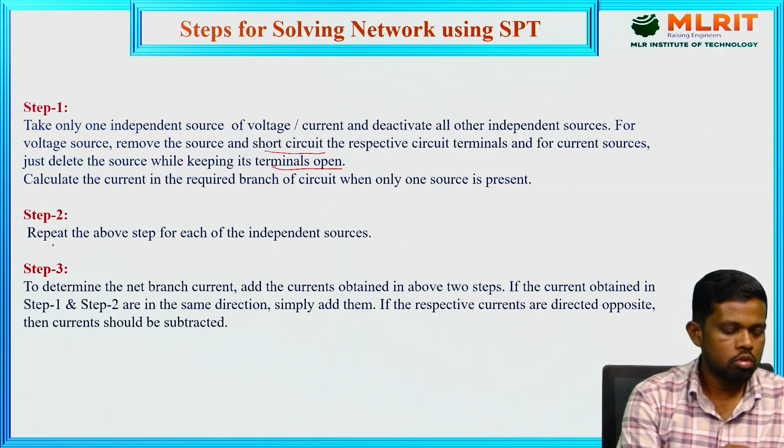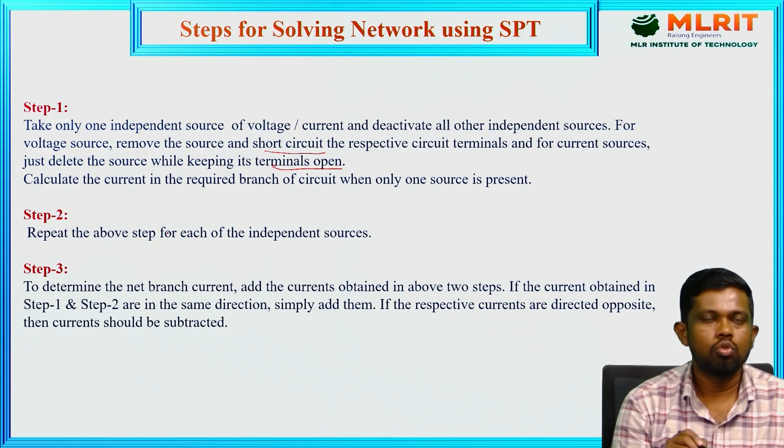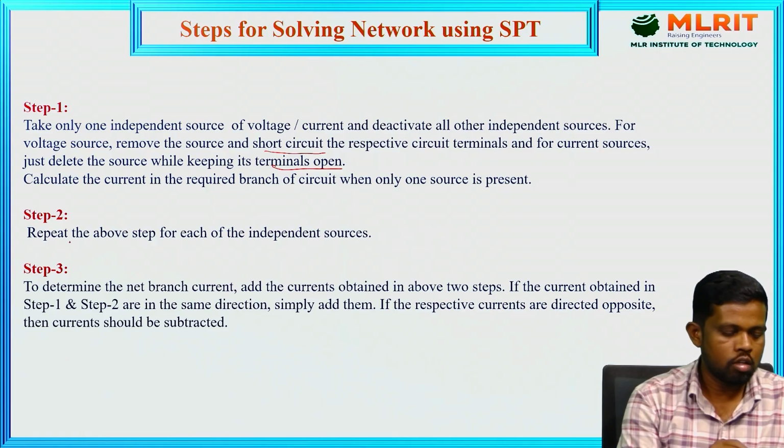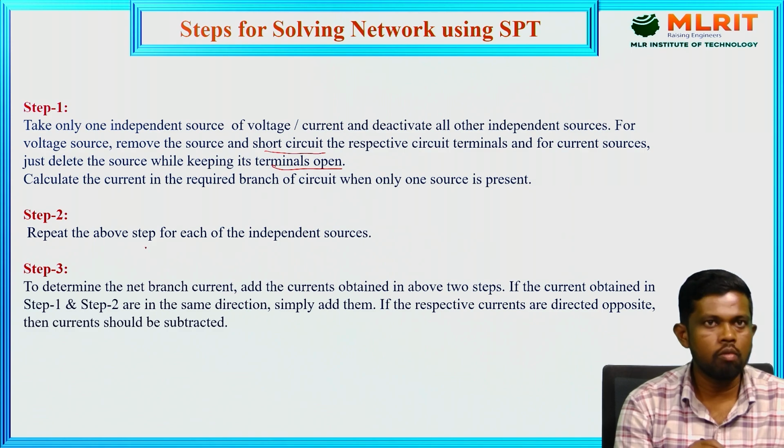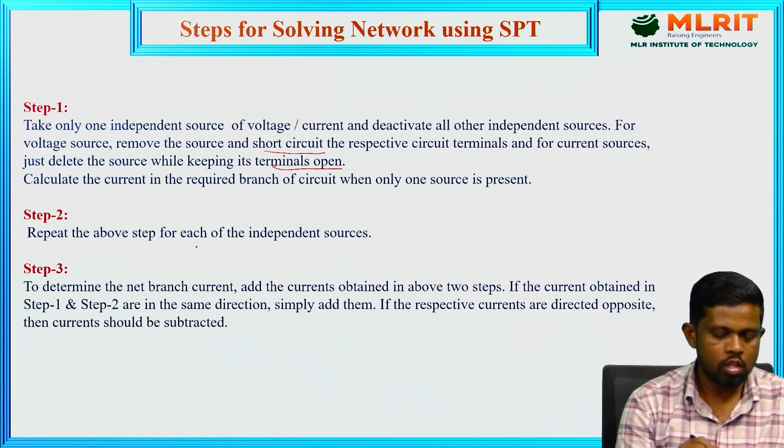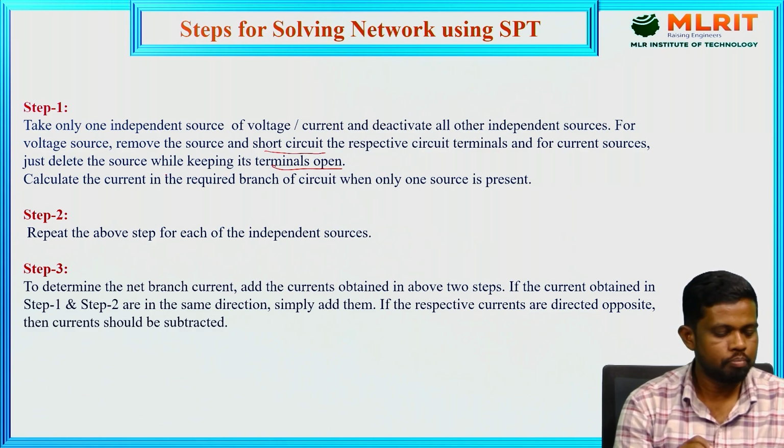In step number 2, we repeat the above step: disconnect the previous source and all other sources in the network, and connect the second source. Similarly, if one more source is present in the network, we repeat the same step again as step number 3.